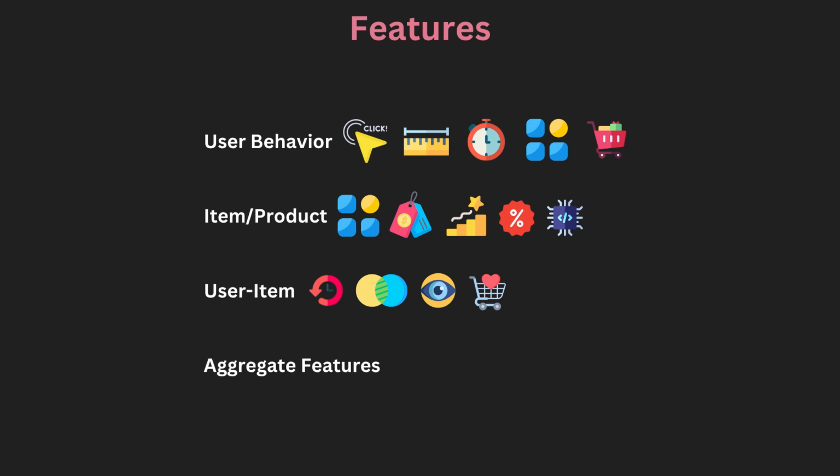Okay, and finally, we have aggregate or derived features. So features engineered from historical data. This could be user lifetime value, average spend per order, product co-occurrence matrix, recency, frequency, monetary score, or RFM, and finally, trend features. Is this product gaining popularity?